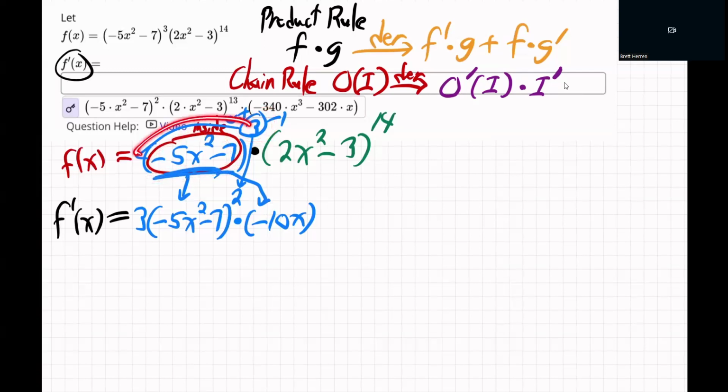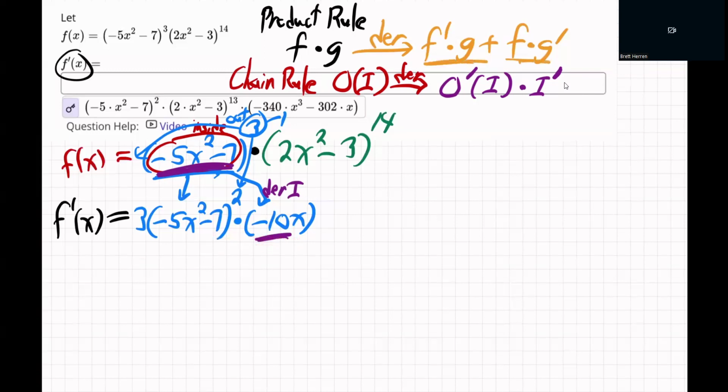Do the outer. I brought this 3 down, lowered it to 2. Keep the inside the same at first, times the derivative of the inside. See right here, this is the derivative of the inside. It's minus 10x because that 2 comes down, subtract 1 from it, it's just x to the first. And the derivative of the minus 7 is just 0, because any number alone without an x has derivative 0. Okay, that's all just the derivative of the first function.